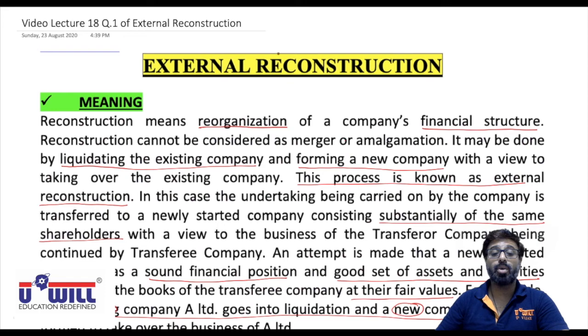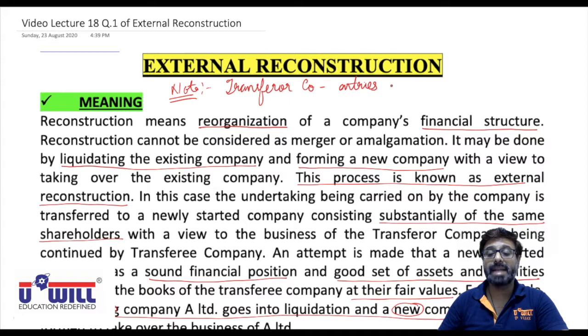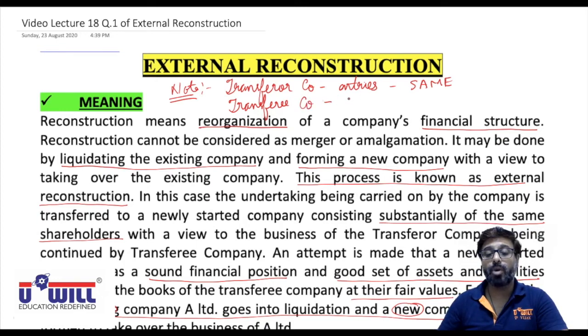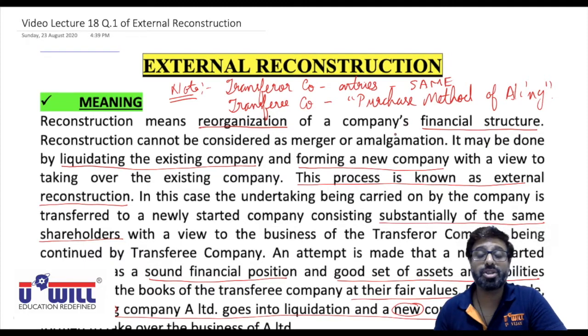So if you want, you all can note down this as a note somewhere in your notebook that for the transferor company, the entries will remain exactly same as we have done up till now. Transferor company, it will remain same. Transferee company, we have to follow always the purchase method of accounting. In short, in these kind of questions, we don't have to distinguish whether it is amalgamation in the nature of merger or purchase.